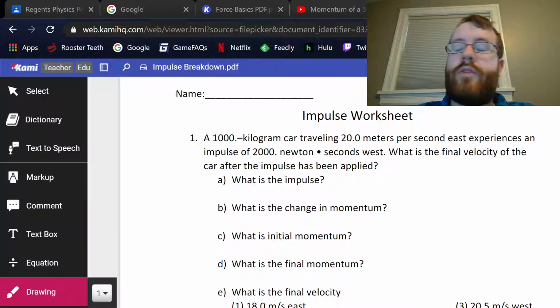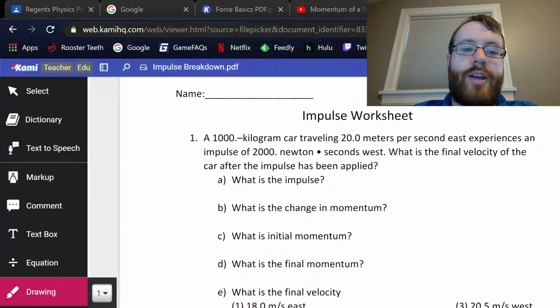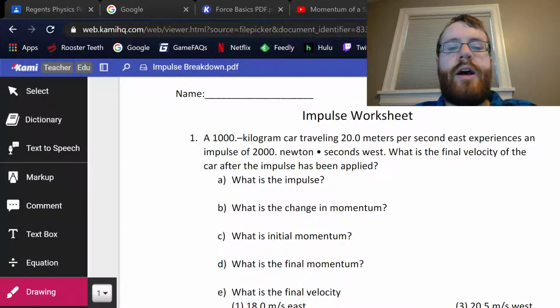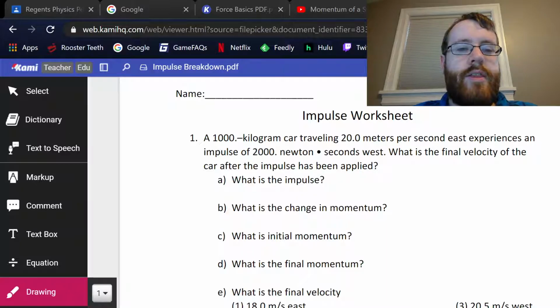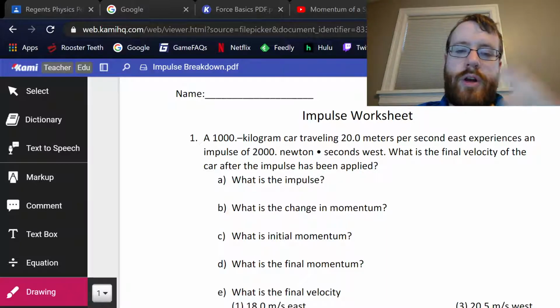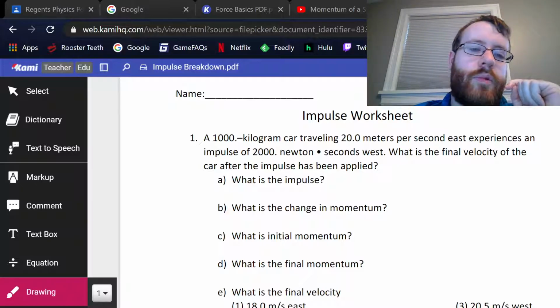Now, a lot of these parts are very straightforward, and I know sometimes when it's very straightforward, it can throw people off. People start thinking it's like a trick question or something like that. But let's start. So in the first one, we have a 1,000 kilogram car that's moving 20 meters per second that has an impulse of 2,000 newton seconds to the west. It's asking what the final velocity is, and that's what we're going to be solving in question E.